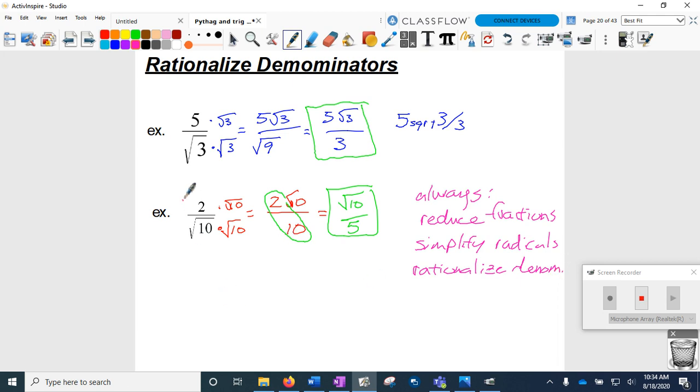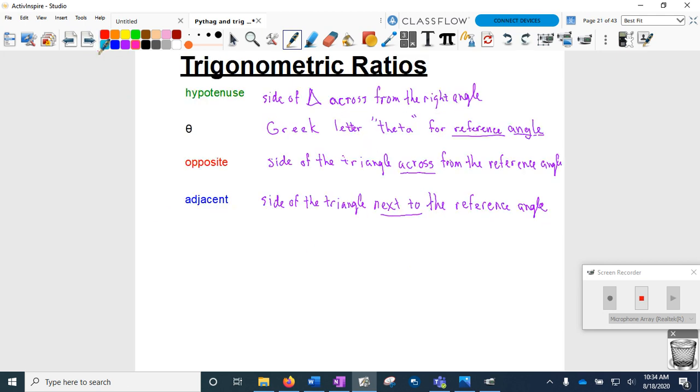Okay? Okay, now let's get into our trigonometry. Okay, before we get into our trigonometry, there are some things we need to define. All right? Since we're going to be dealing with right triangles, again, we have our hypotenuse. Remember, the hypotenuse is always the side across from the right angle. Okay? I'll show you a picture here in just a second, just kind of to highlight all this information and give you a visual of it.